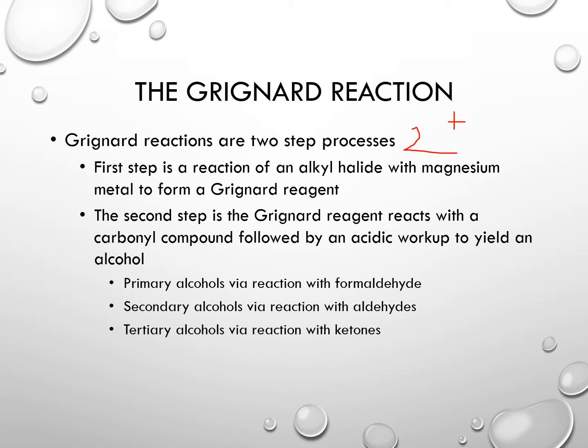The second step is the Grignard reagent reacts with a carbonyl compound followed by an acidic workup to yield an alcohol. So when you react it with formaldehyde, you get a primary alcohol. When you react it with an aldehyde, you get a secondary alcohol. And when you react it with a ketone, you get a tertiary alcohol.